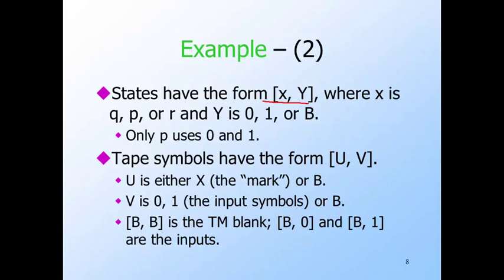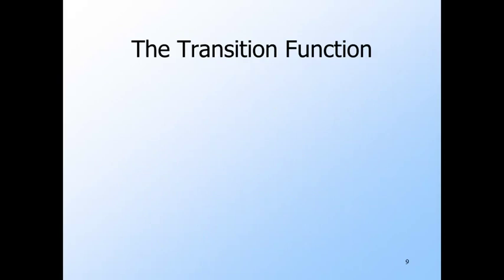The second component is the data track, so V can be either 0, 1, or B. We regard BB as the blank symbol, B0 as input symbol 0, and B1 as input symbol 1.